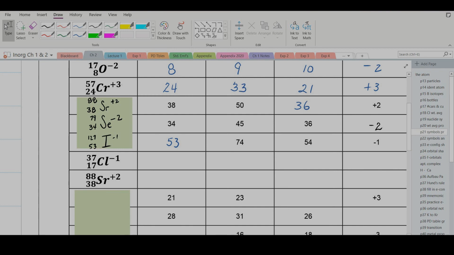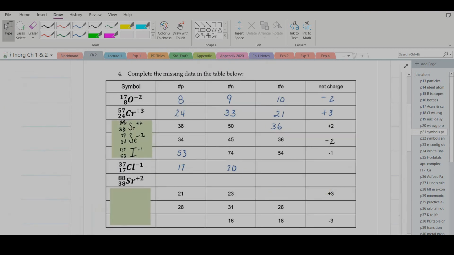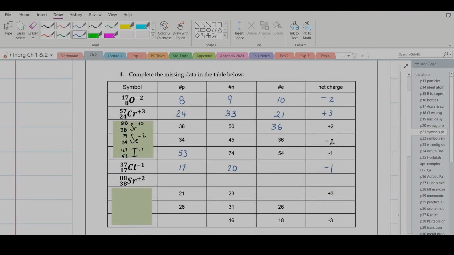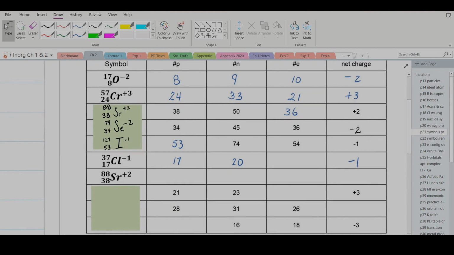We have chloride. The number of protons is 17. The number of neutrons, 37 minus 17, would be 20. The charge is minus 1. So the number of electrons would be 1 more than the number of protons. That would be 18.